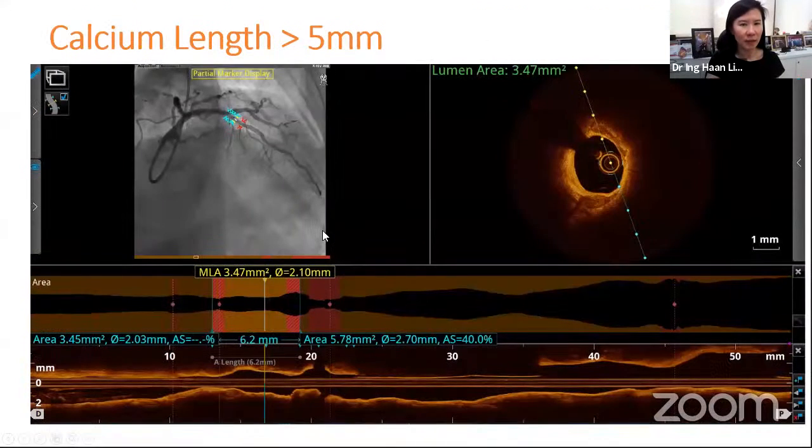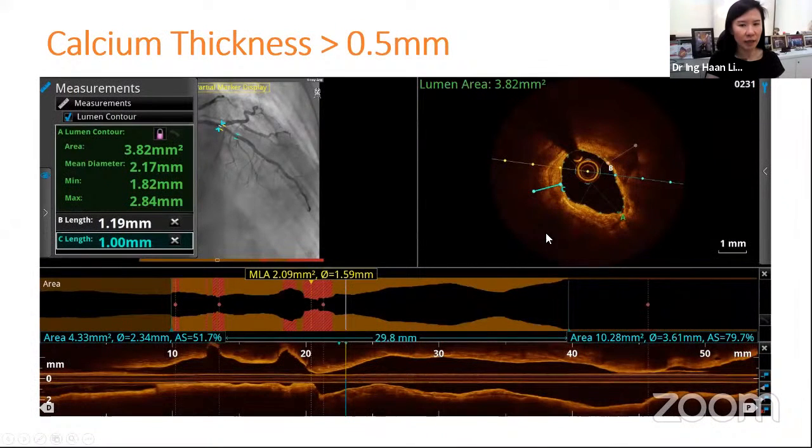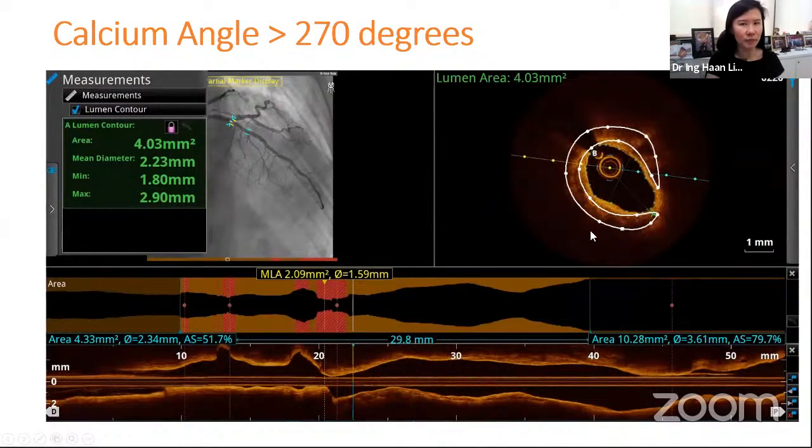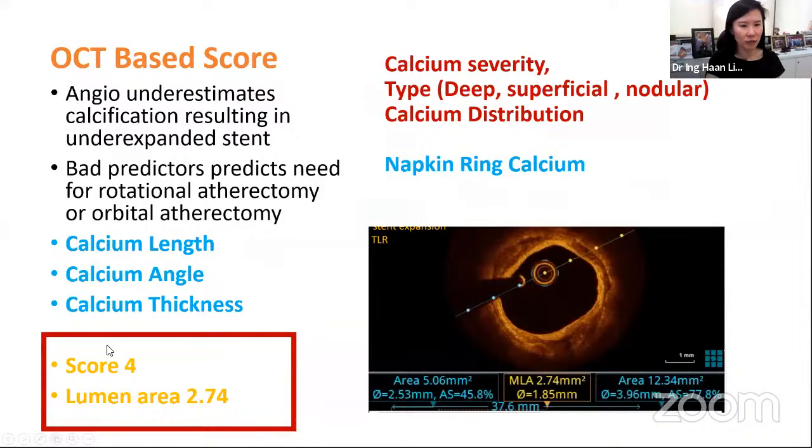is required. In this case, the calcium length is more than 5 millimeters. The calcium thickness is more than 0.5 millimeters, and the calcium angle is more than 270 degrees, giving a score of 4 and predicting the need for plaque modification.